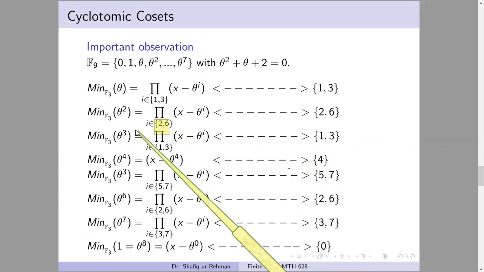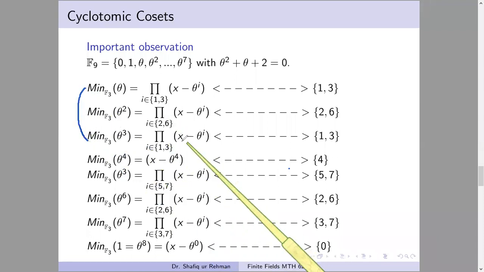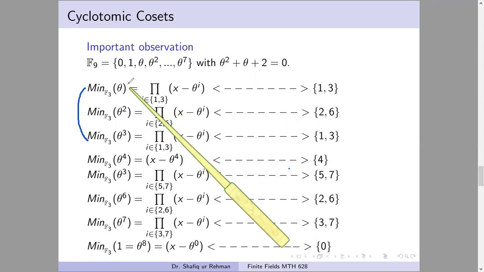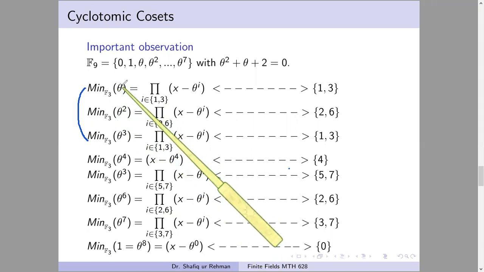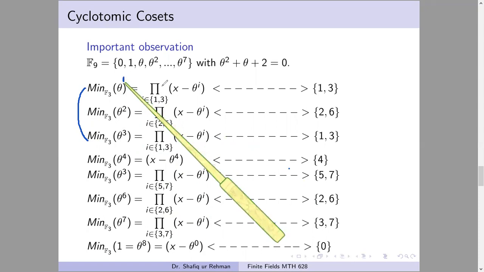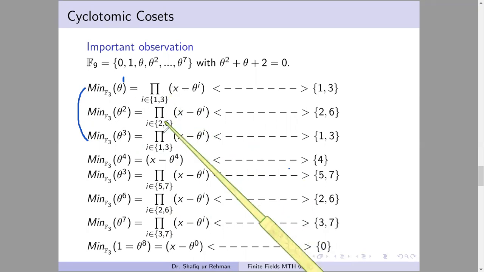Similarly, the minimal polynomial of theta cube is x minus theta power i, where i varies over this set. These are in fact the same polynomial. But the message here is: if we know the minimal polynomial of theta, how do we find the minimal polynomials of powers of theta? The minimal polynomial of powers of theta is given by x minus theta power i, where i varies over this set of conjugates, let's say, and similarly for this.